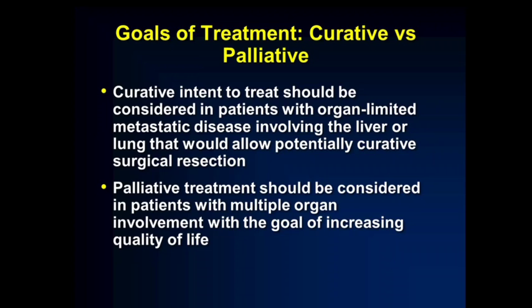Curative intent is considered for organ-limited metastatic disease. So if there are liver metastases or lung metastases that could be resected or ablated, that's where you're talking about a curative goal. However, generally speaking, the majority of stage 4 cancers are treated palliatively, and the goal is improving quality of life and prolonging survival.